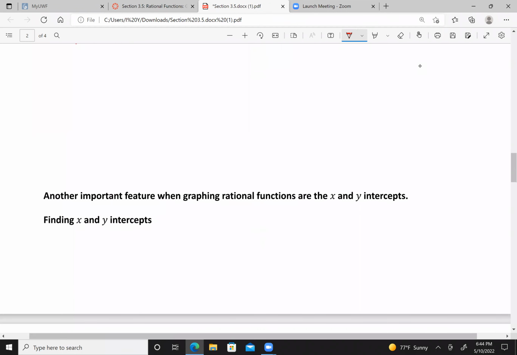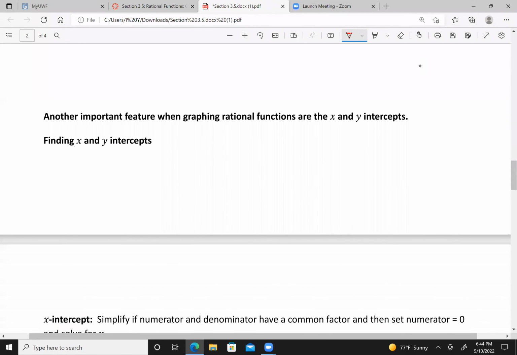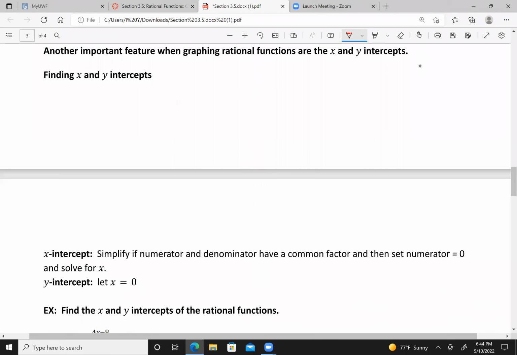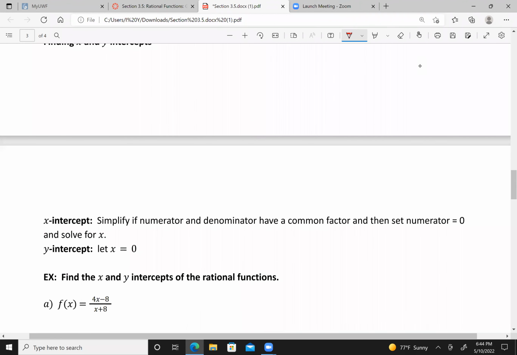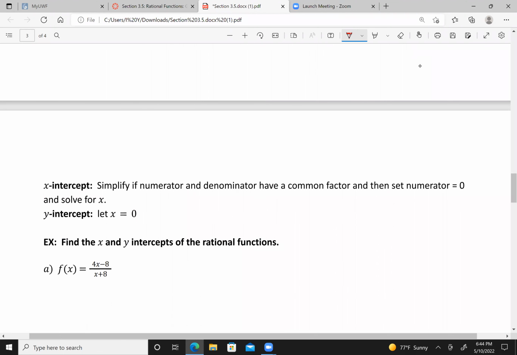Another important feature when graphing rational functions are the x and y intercepts. Finding an x and y intercept. For the x-intercept, simplify if the numerator and denominator have a common factor. Set the numerator to 0 and solve for x. For the y-intercept, just let x equal 0.